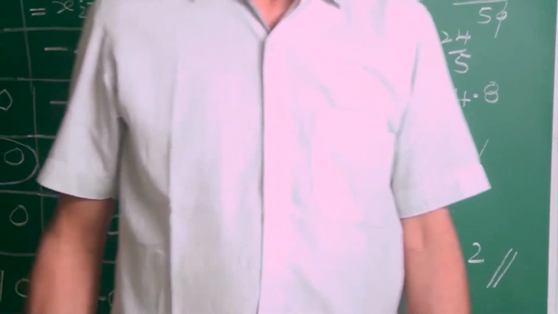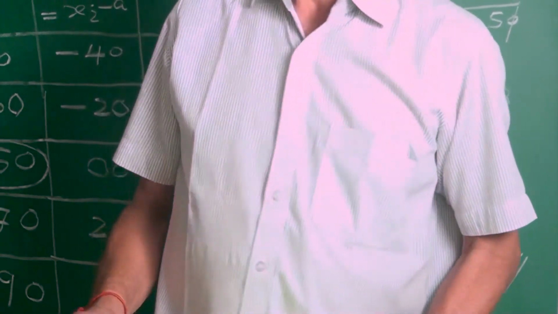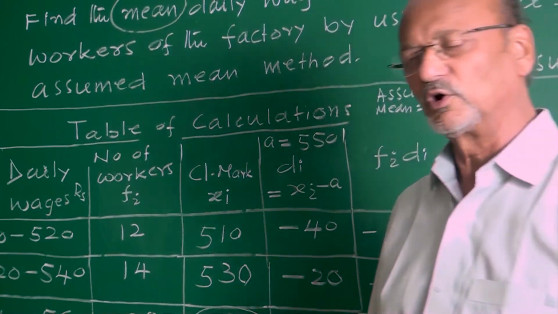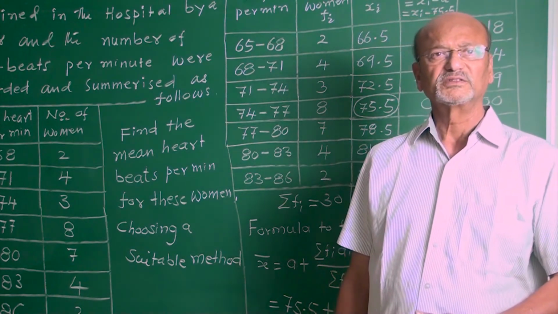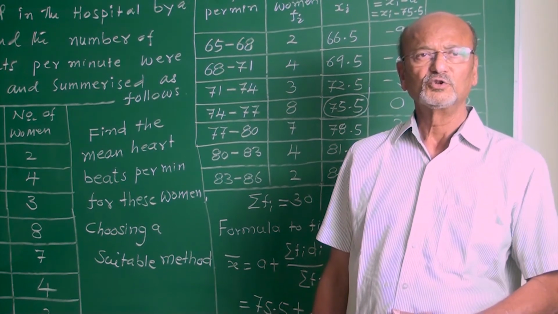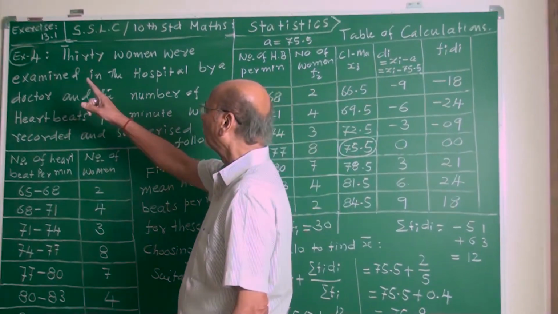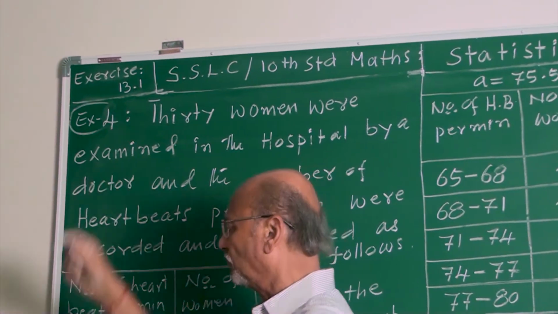This is the first example, my friends. I do one more example. That is example number 4 from the exercise 13.1, my friends. I said one more example on assumed mean method. That example is example number 4 of the same exercise 13.1.